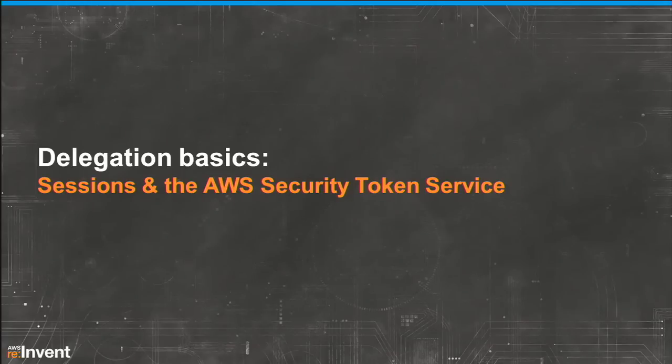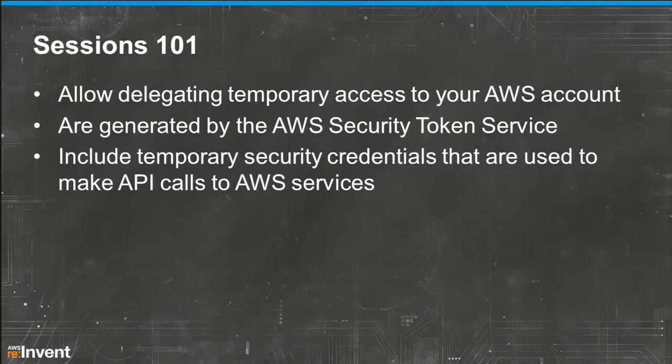The way that we build those is based on sessions, temporary security credentials, and you get those from the Security Token Service, STS. So sessions 101. This is the basics of how you delegate temporary access. Everything I'm going to show you today is going to be based on sessions and temporary security credentials. You get these by calling STS. You can think of STS as a ticketing system. It generates tokens. It generates credentials that you can use. You then take those credentials and use them to make subsequent calls to other AWS APIs.